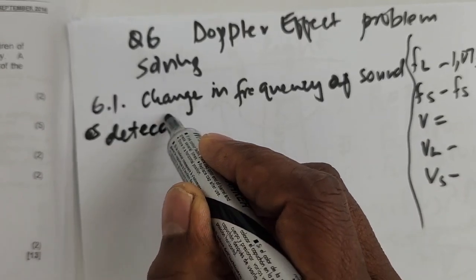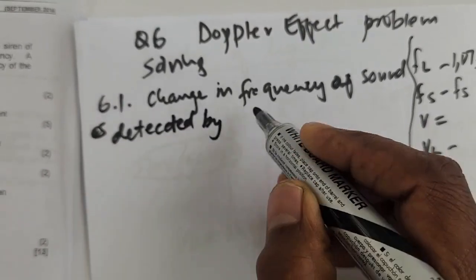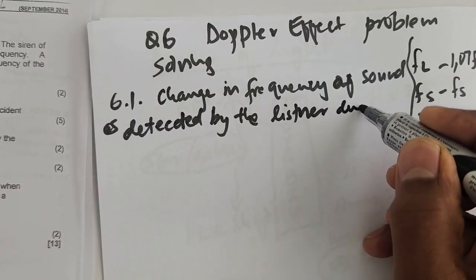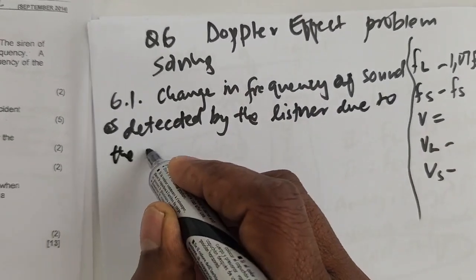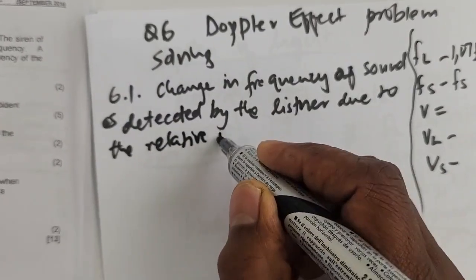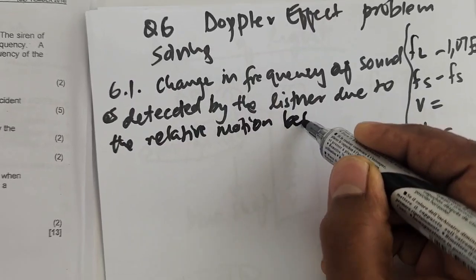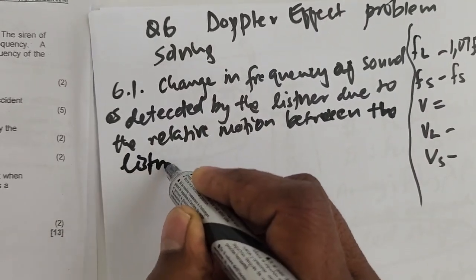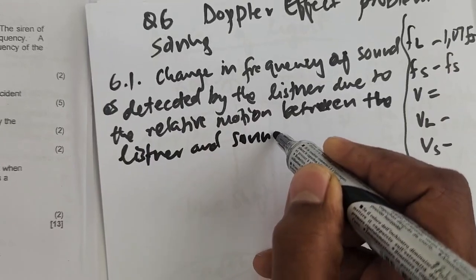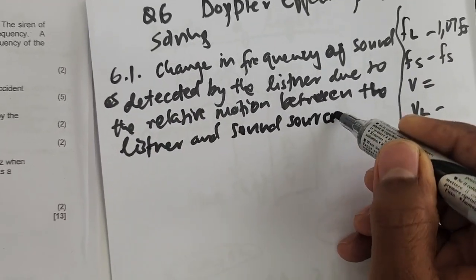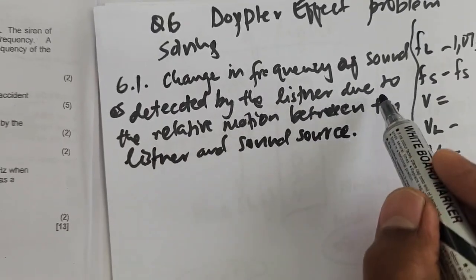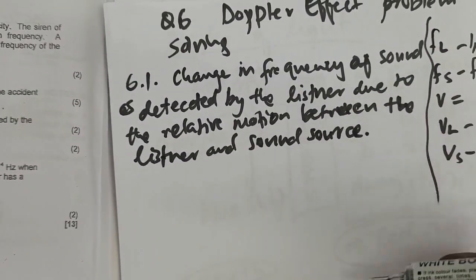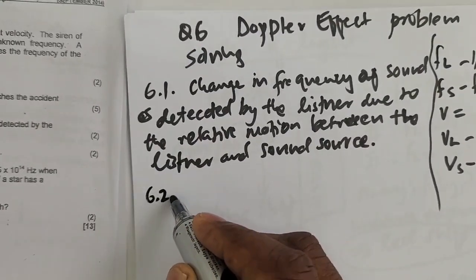as detected by the listener due to the relative motion between the listener and the sound source, or the change in frequency of sound detected by the listener due to the listener and the sound source moving at different velocities relative to the medium of sound propagation. That is a definition of Doppler.